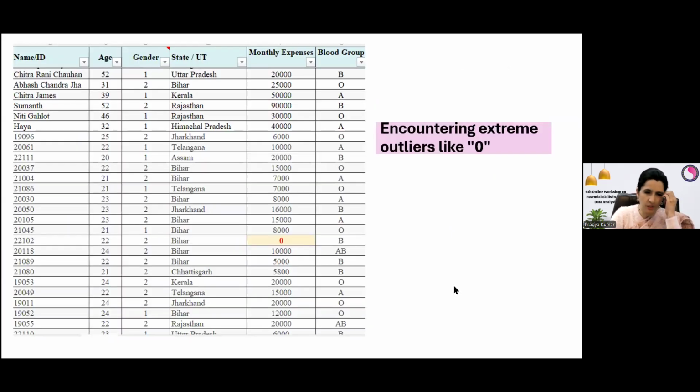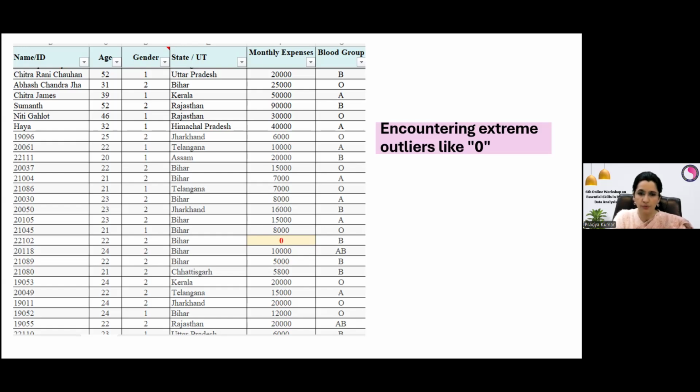This is your own data which you people have entered, in the Google Sheet we shared with all of you. This was one person. We have removed the name. I think we have given some code to it, and you can see one person has entered this 0. So monthly expenses cannot be 0. So this is again an outlier.